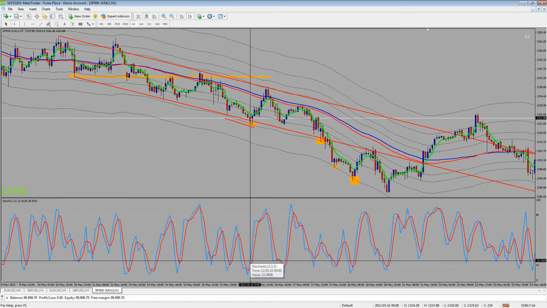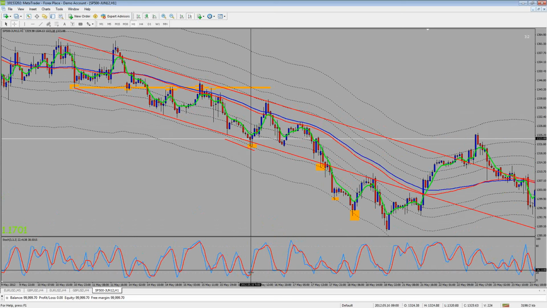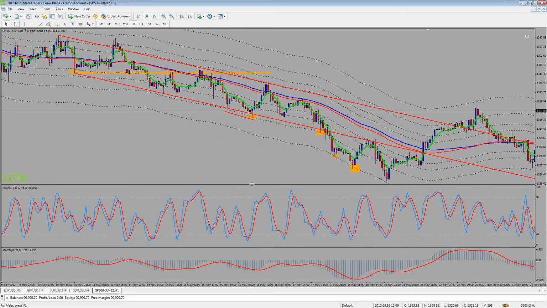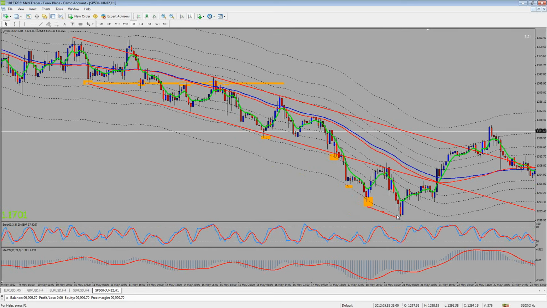Okay, let's see. Actually, no. On the stochastic, there's no divergence. Wait, just no. Okay, and the MACD, no. So no divergences here. For some reason, I thought there would be a divergence. Here we can see a divergence. Okay, on these lows.